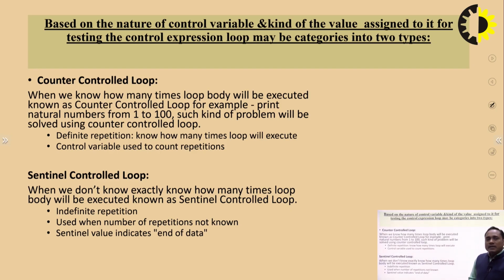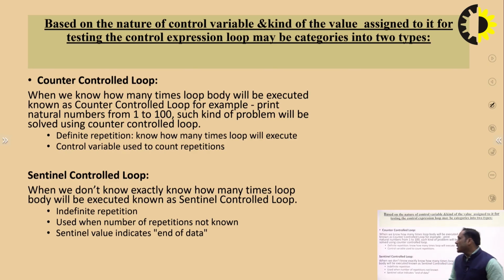In a counter control loop there are two important points. The first is definite repetition. Definite repetition means the number of times the loop is going to execute is counted by the programmer and can be declared in the program. Definite repetition is also known as knowing how many times the loop will be executed. So you are aware of how many times your loop will be executed, that is definite.